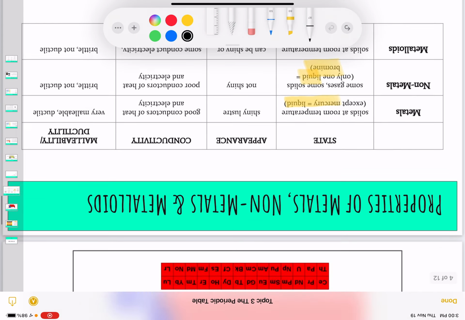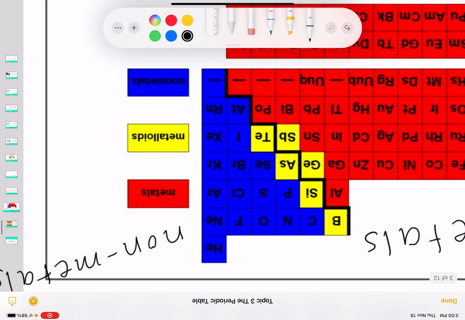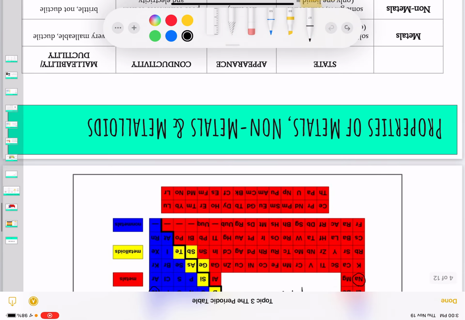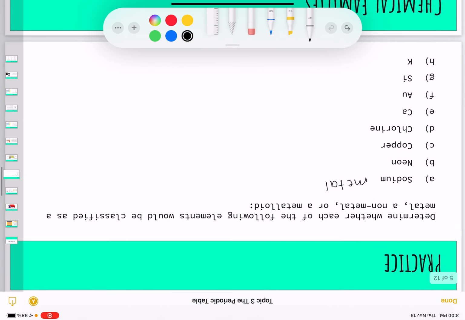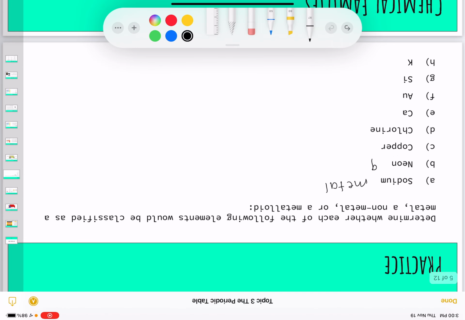Neon, on the other hand, is way over on the right-hand side. It is a non-metal, and if we look at our periodic table, it is a gas. And you might know that. You might know what a neon sign is, for instance. It's just a tube with neon gas inside of it.